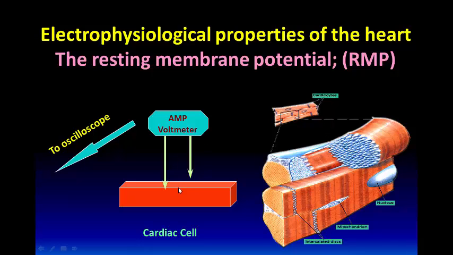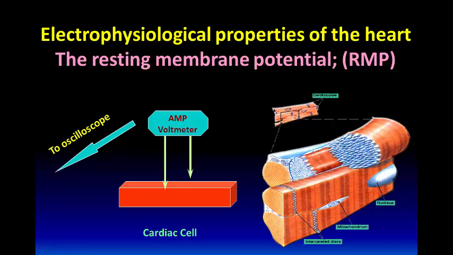The voltage across the membrane of the cardiac muscle cell of a myocyte when it is in the resting state can be measured using two microelectrodes and a galvanometer. A galvanometer is the device which measures the voltage.